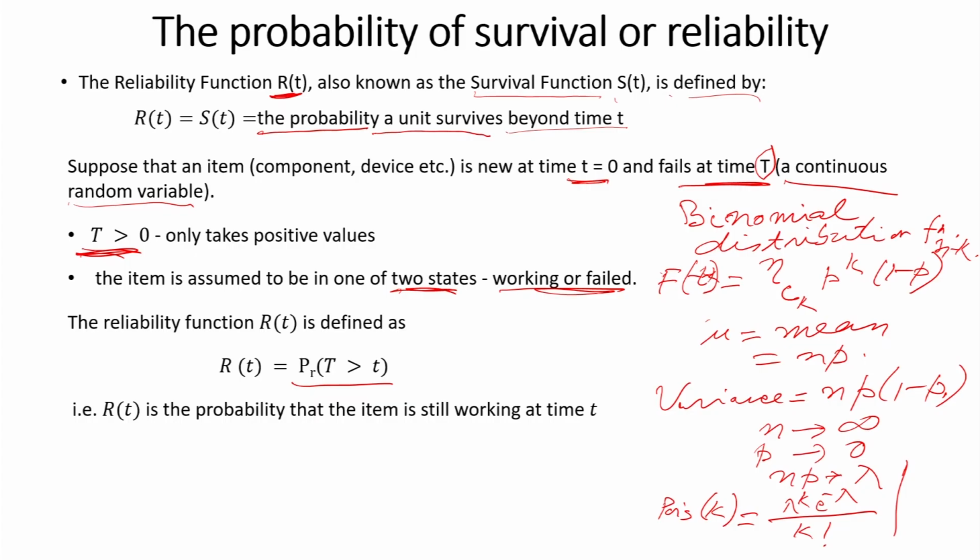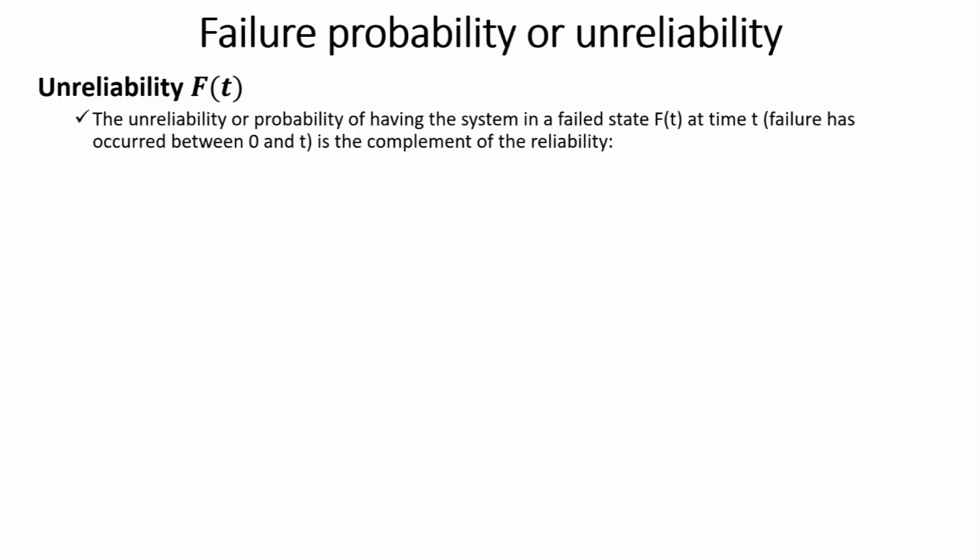So, what does it mean? That is the probability that it is still working. Now, there is another function, called the unreliability function F T. So, unreliability, or the probability of having the system in a failed state, F T at time T, means failure has occurred between 0 to T. It is the complement of reliability.